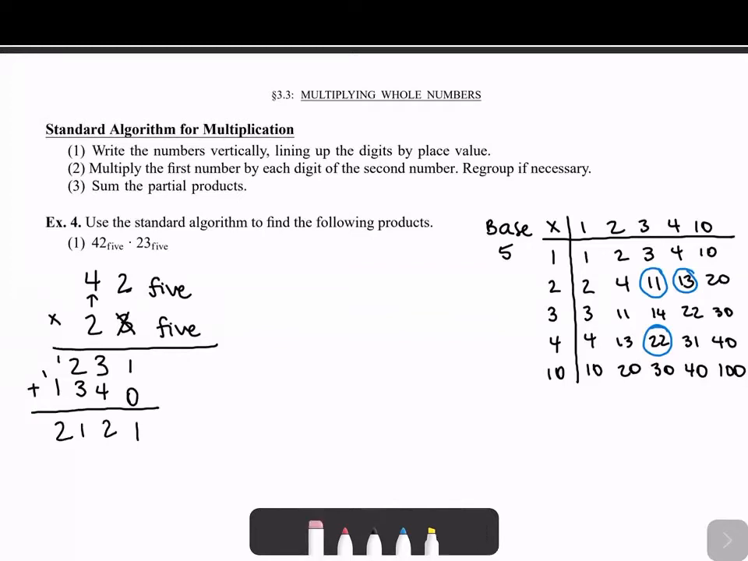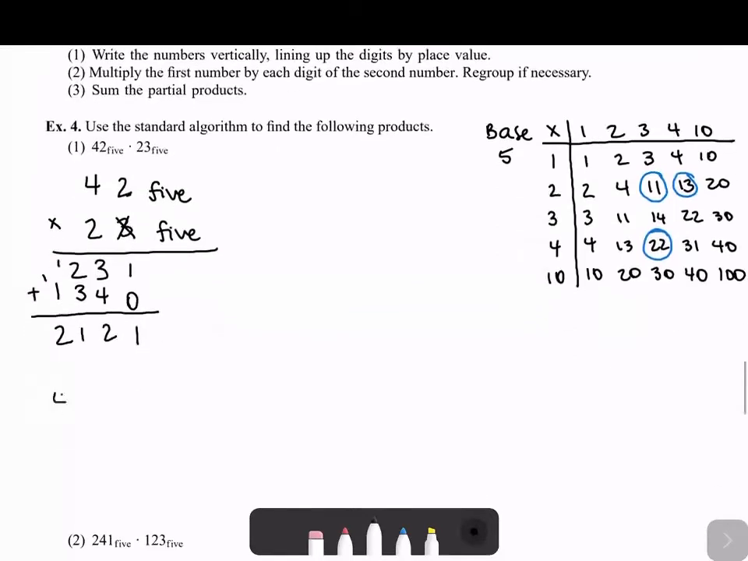Let me write out the answer. So this gives us 4, 2 base 5 times 2, 3 base 5 is 2, 1, 2, 1 base 5. Okay, and you can see this was a lot shorter, right, compared to adding up 4 or 6 partial sums. We only added 2 partial sums, and that made everything go a lot quicker. Let me just write these a little nicer. So that just made everything go a lot quicker.